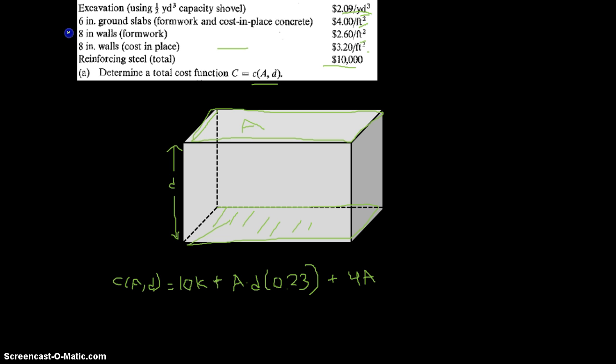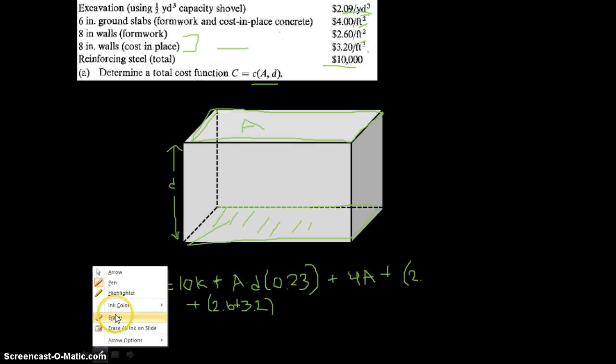Next, we look at the walls. The walls are going to cost $2.60 to do the formwork, and $3.20 to put the concrete in place. So we can simply add those two prices. That's 2.6 plus 3.2.